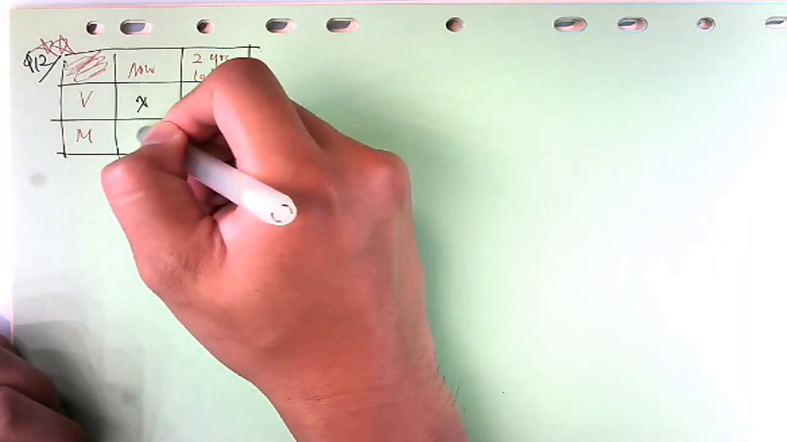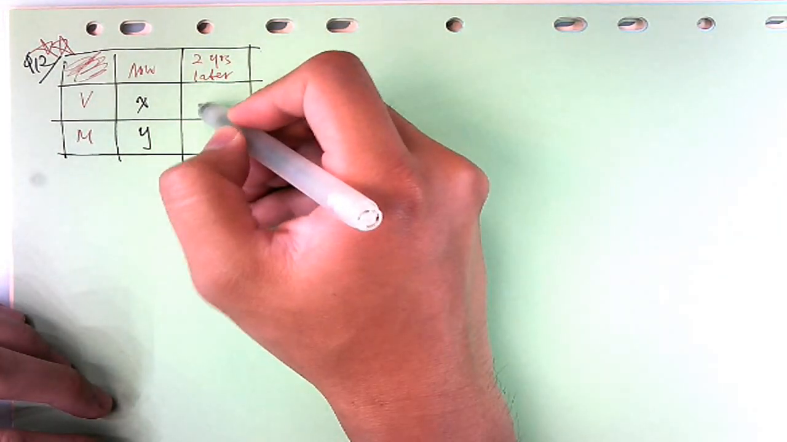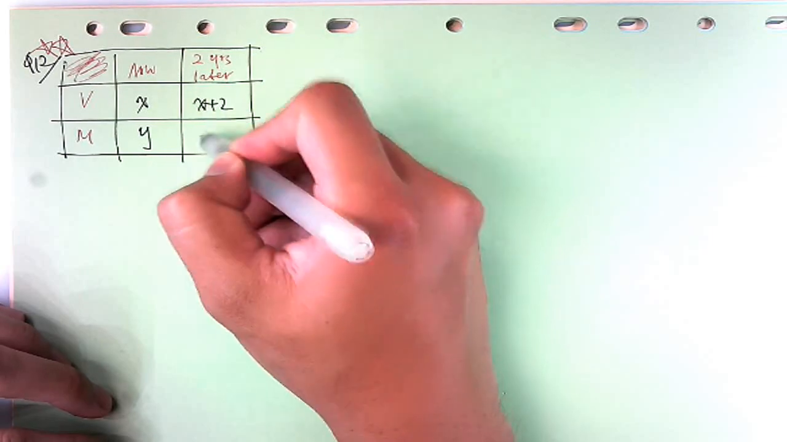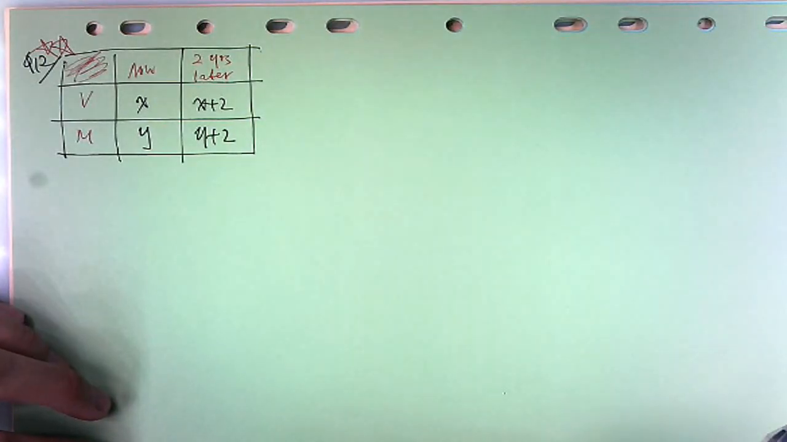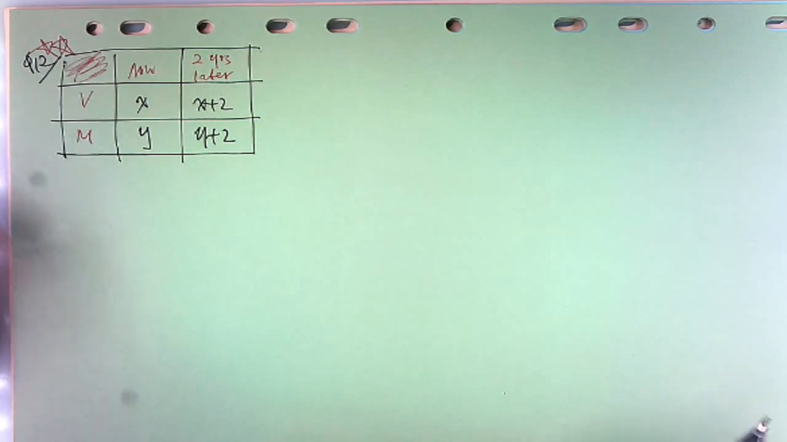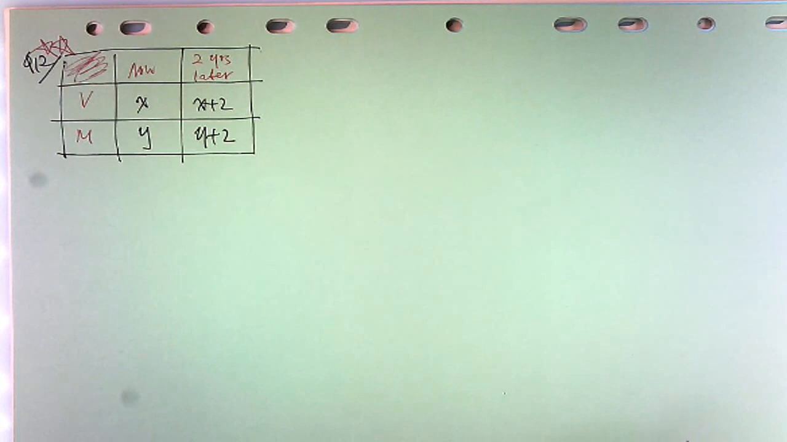Vivian and her mother's ages are x and y respectively. For here, you can add x and y, understand? Two years later, Vivian will become x plus 2, and her mother also plus 2, understand? Is it okay? So, we use this table to write the simultaneous equations.